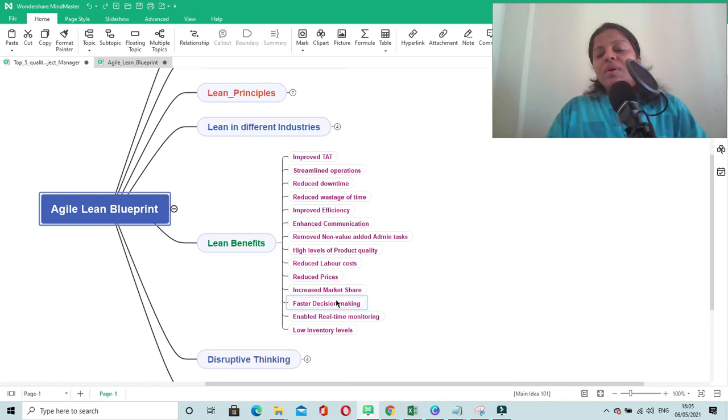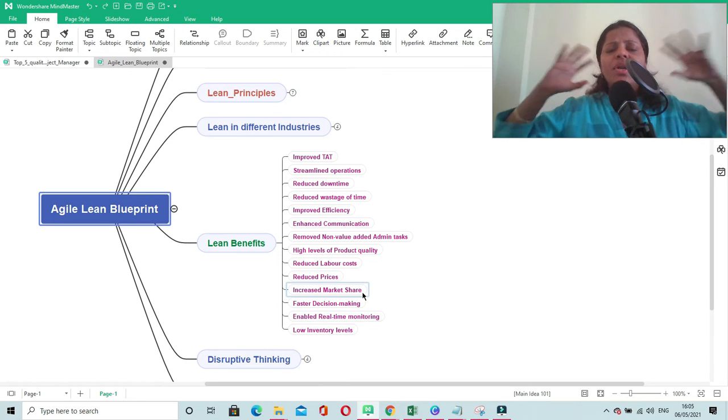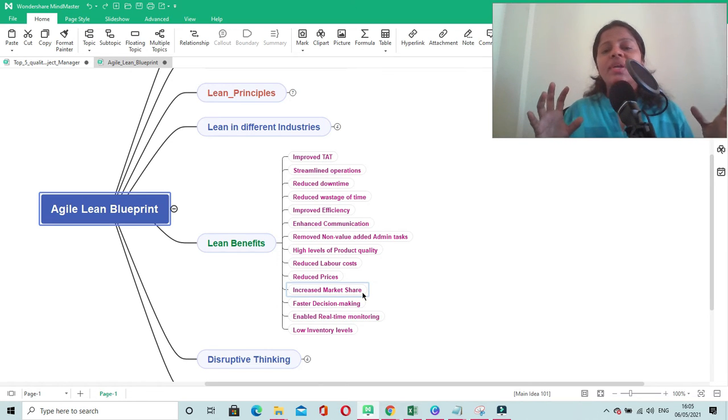The next benefit could be increased market share. If you are coming up with a product with utmost quality and if it is having world class features, then there is a possibility that your customer will be able to increase their market share. Like more and more end users will opt for that product, and that way the customer will be able to increase the market share.